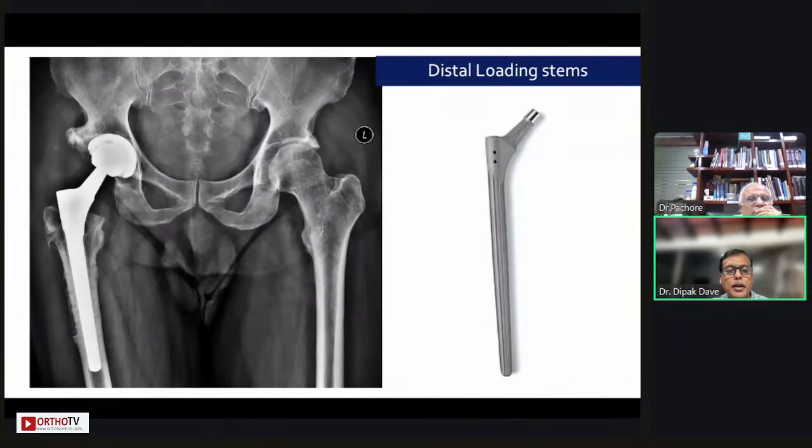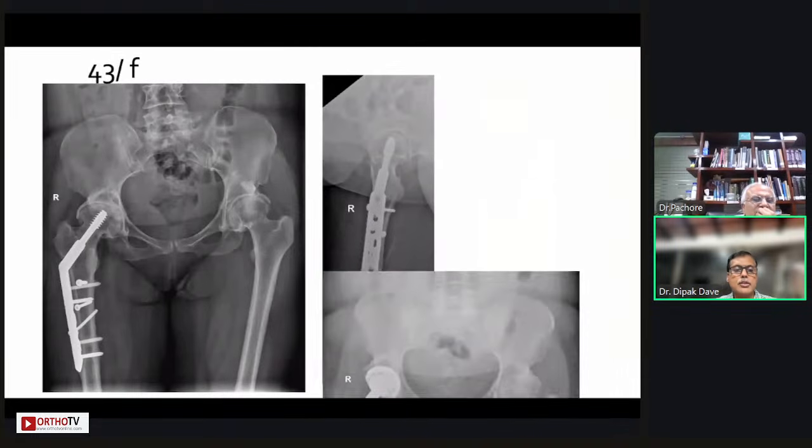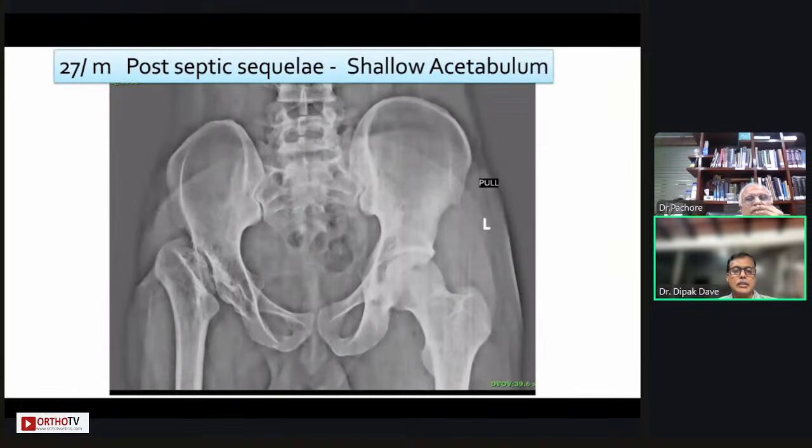So you have to bypass all the screws. So here you need a little higher offset. So I have used a little high offset Wagner stem 190 to bypass all the screws. Again, removal of DHS, distal loading, titanium stem with an uncemented cup.